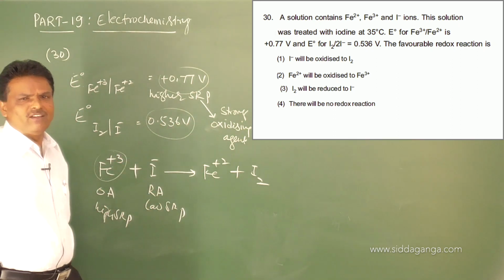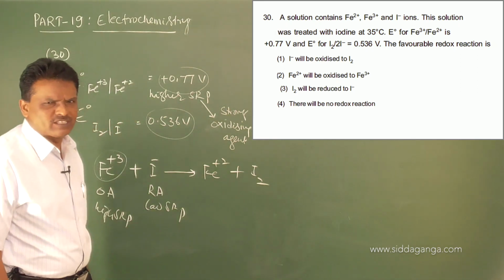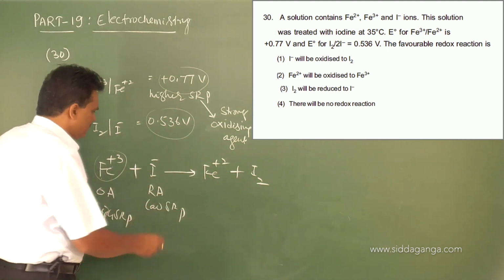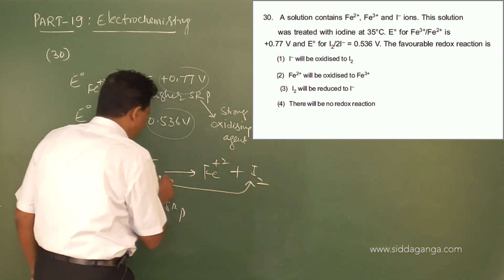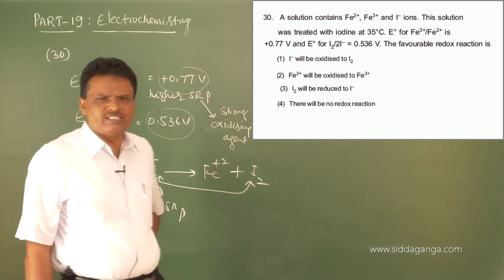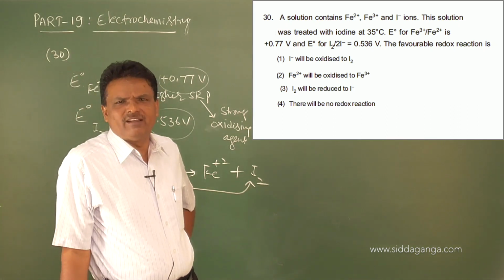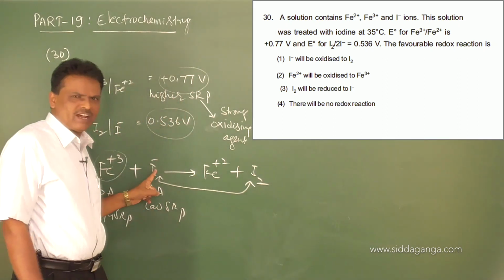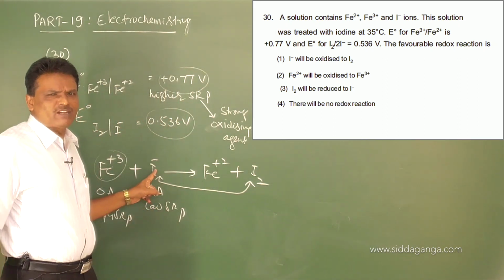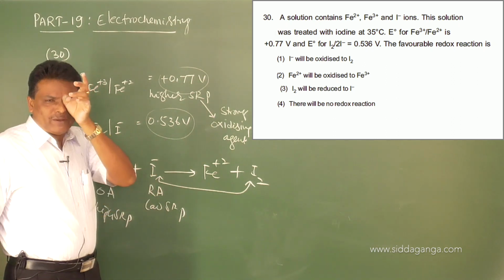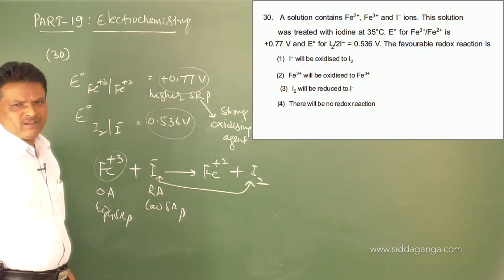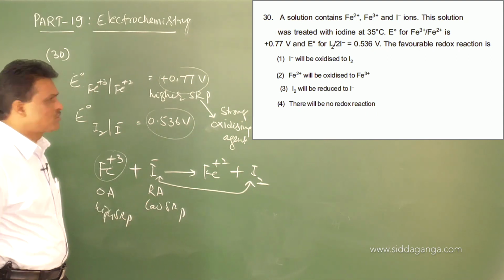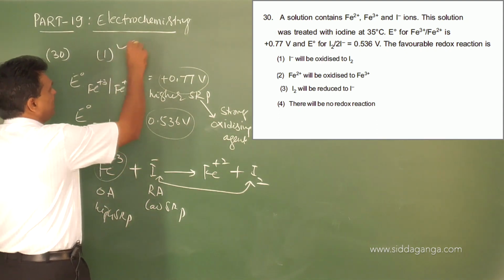Hence, ferric ion oxidizes iodide to iodine. So first option is the right option. Iodide will be oxidized. Fe+2 will be oxidized, that is wrong. Iodine will be reduced to I minus, that is also wrong. There will be no redox reaction, wrong. So your option is the first option.